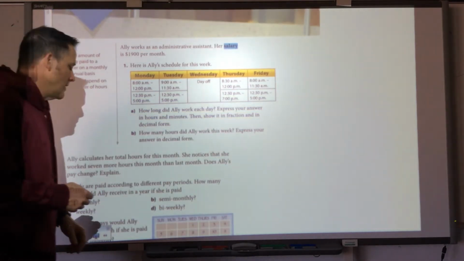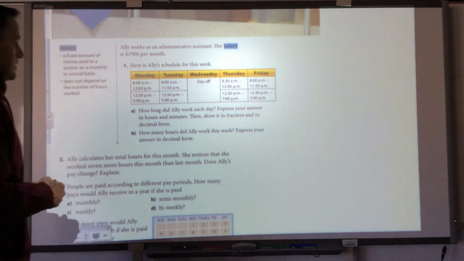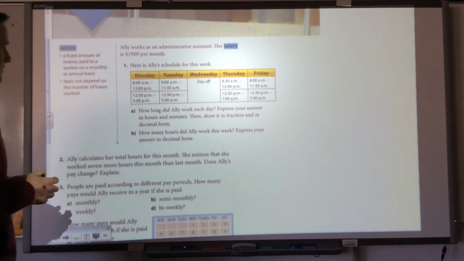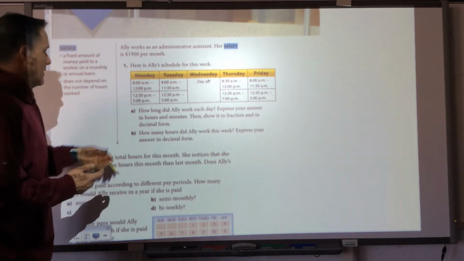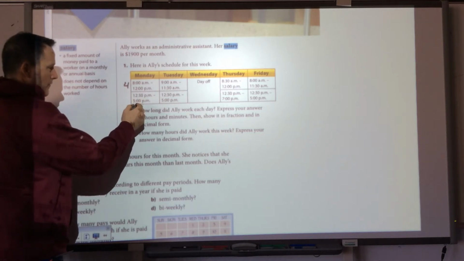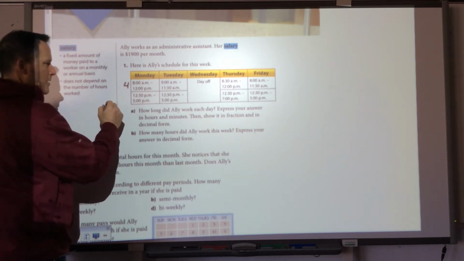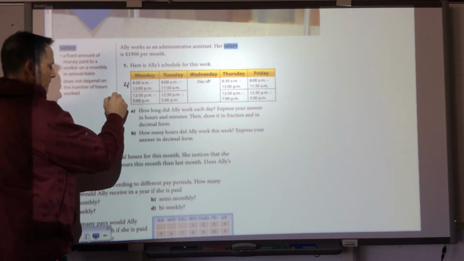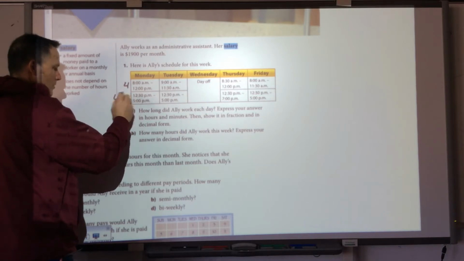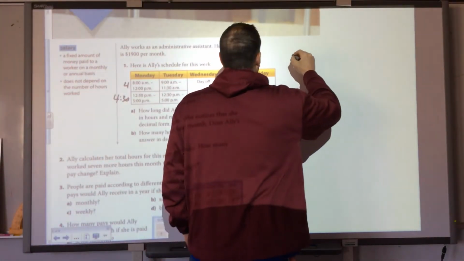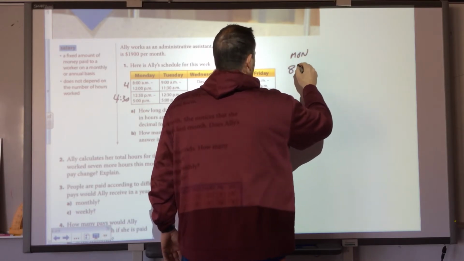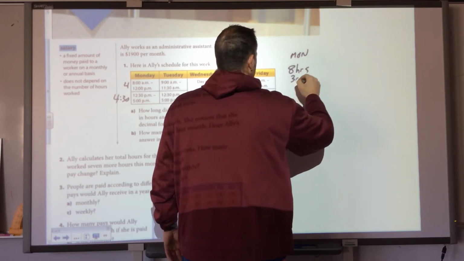How long did Allie work each day? Express your answer in hours and minutes. Then we're going to show it as a fraction and then as a decimal. So, we look at this, 8 to 12, we have 4 hours here, and 12:30 to 5, she worked 4 hours and 30 minutes. So I'll write that a little bit differently. So we'll go Monday, she worked 8 hours, 30 minutes.